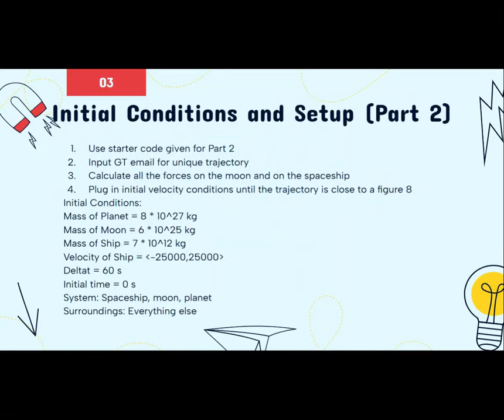For part 2, we used the starter code and the unique trajectory given, and we calculated all the forces on the moon and on the spaceship using the universal gravitational equation, and we plugged in initial velocity conditions until the trajectory is close to a figure 8. So here were our given initial conditions, and we found that the system is the spaceship, moon, and planet, and the surroundings are everything else acting on it.